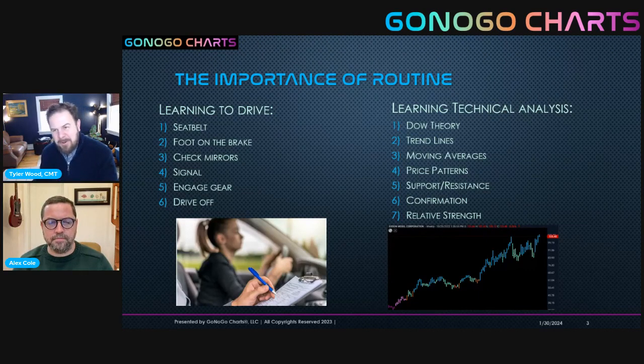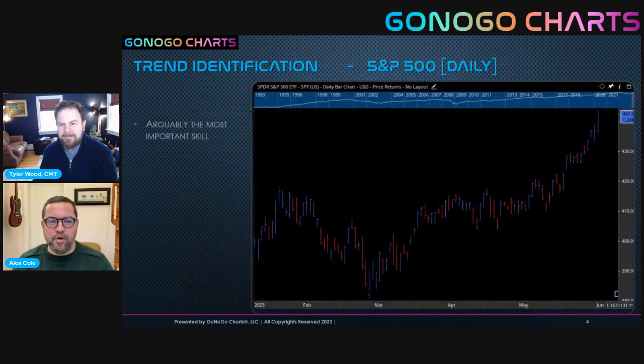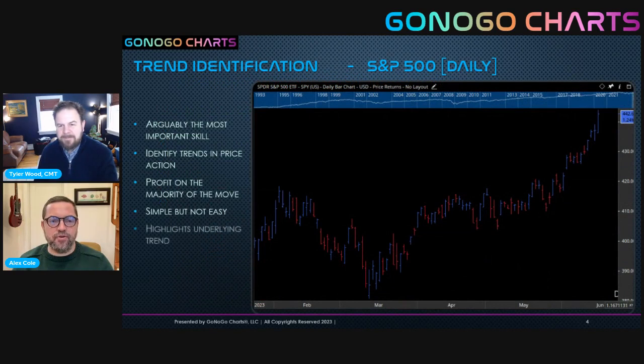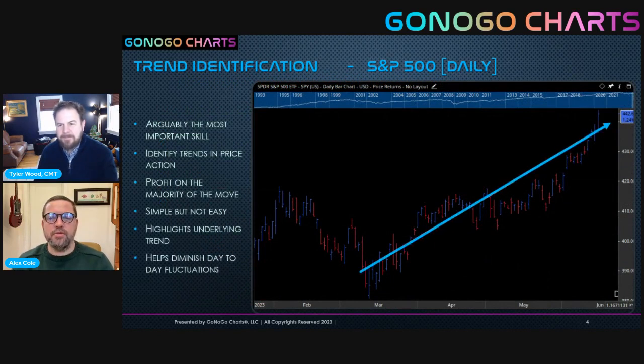So, Professor Cole, if you wouldn't mind, why don't we walk through what a responsible, fairly simplistic checklist might look like? Yeah, and I think the most important part of what we do is trying to identify trends, because that's arguably the most important skill. So as we build this checklist, let's think about how it helps us understand the direction of trend. Because if we can identify those trends, then of course we can profit in the majority of the move.